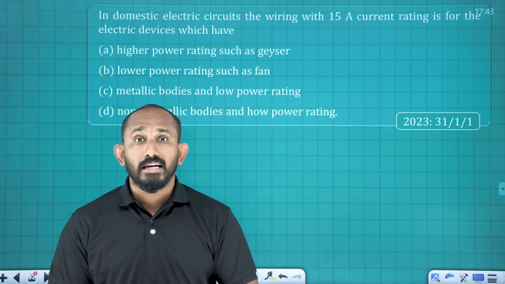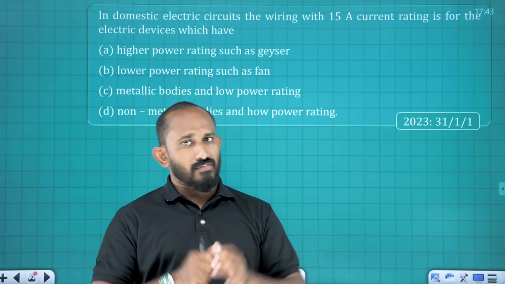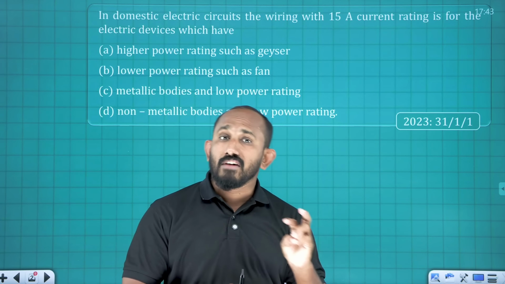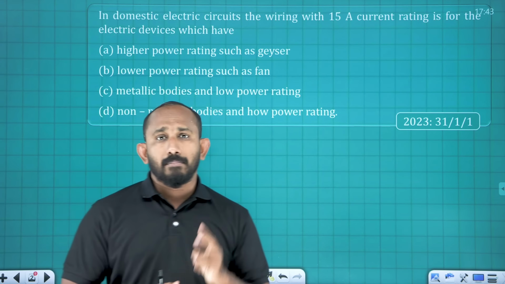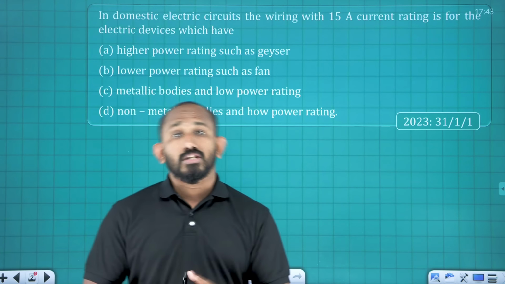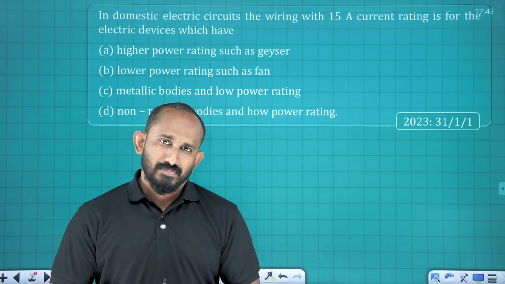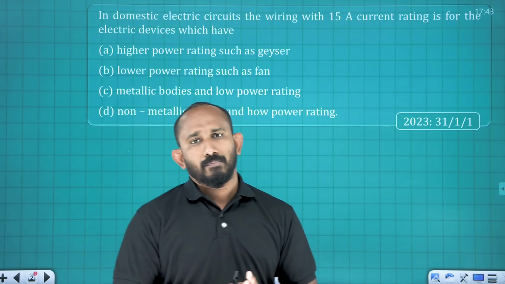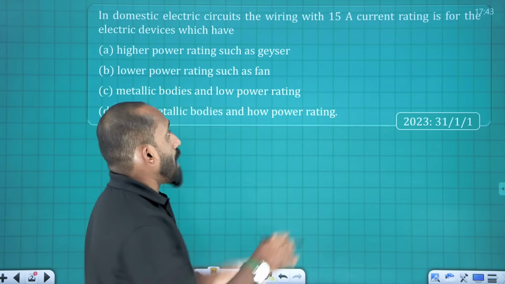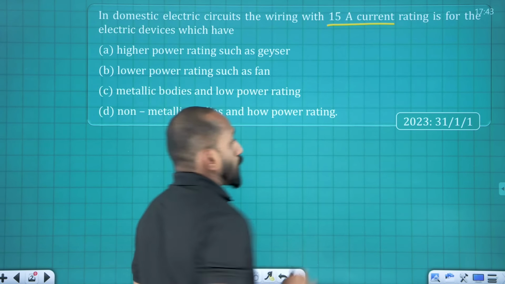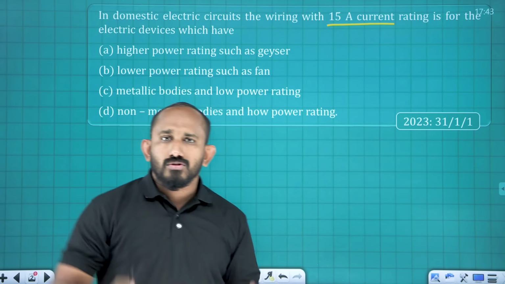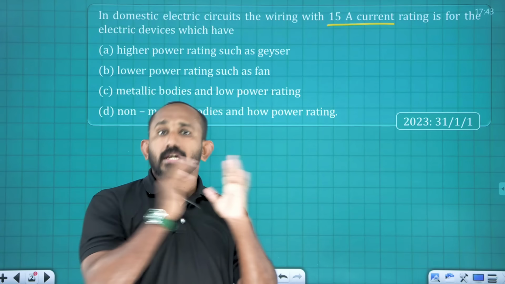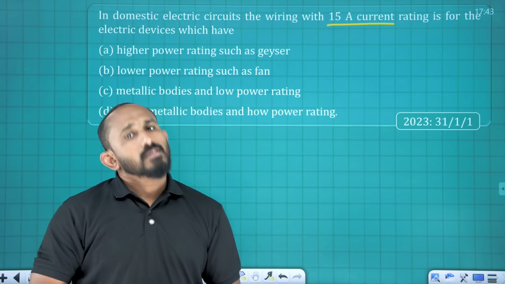But they need different ratings of current. So mainly in our domestic circuit, we have 5 ampere circuit, 10 ampere circuit, 15 or 32 ampere circuit. All the basics have 5 ampere circuits, electric bulb, fan, etc. Here the question is, 15 ampere current rating is used for which one? Of course, those appliances having very high power are connected to 15 ampere circuits.